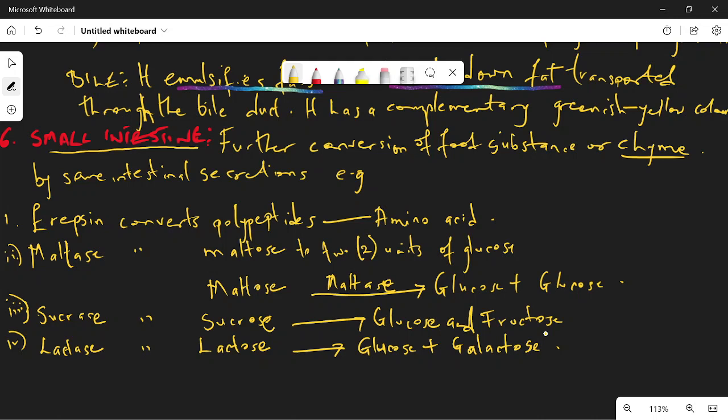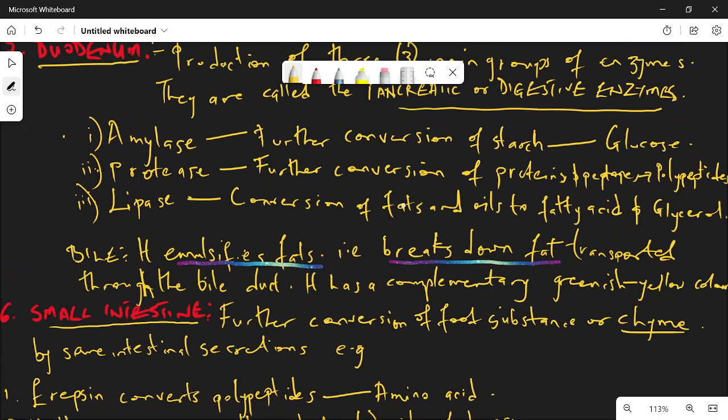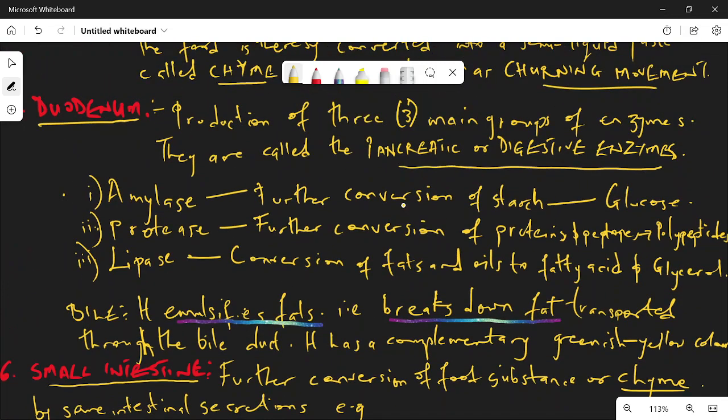So these enzymes that have been listed here, we have erepsin. Erepsin here is converting polypeptides to amino acid. Remember that polypeptides were generated after the food had been converted from what? Look at this position here: proteins undergo further conversion of proteins and peptones to polypeptides. Are we together? So what is responsible for the first conversion?